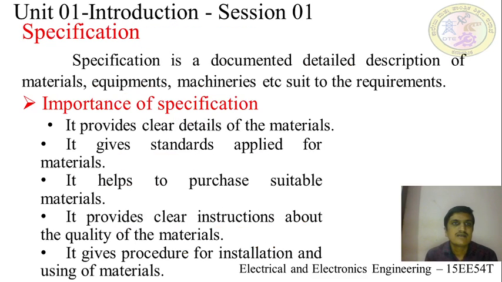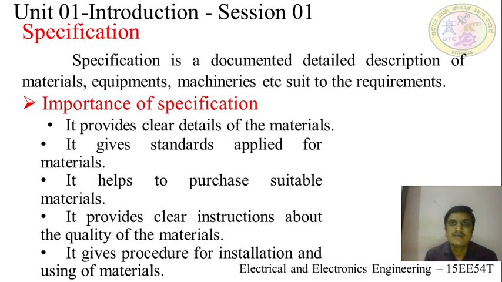Next, specification. Specification is generally a document which gives a detailed description about the materials. For example, if you want to purchase a motor, you will go to the market, you will ask for the specification of the motor, and he will give you some documents. In that document, what are all the things he has mentioned?